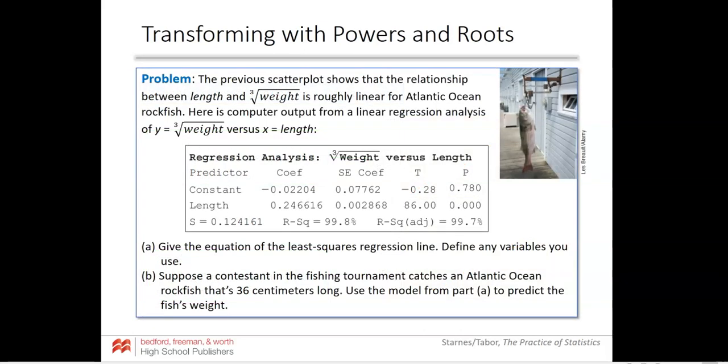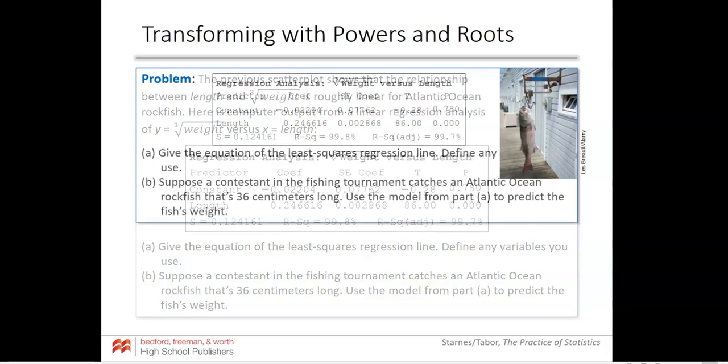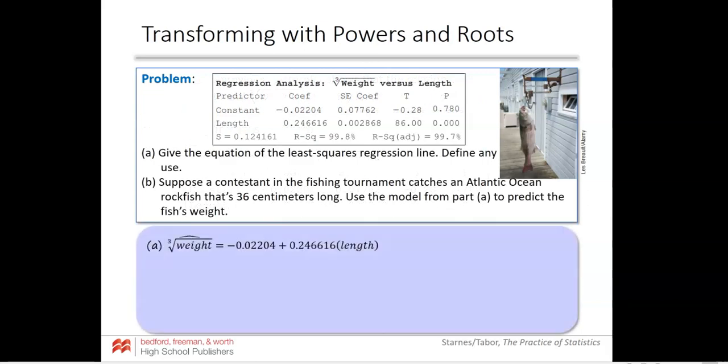Okay, if we did it this way, I think this is the tougher way of doing it. If you adjust y, you've got to do a little something on the back end when you plug in and get this equation. Normally the equation is y hat equals a plus bx, but here y hat is the cube root of weight and x is length. So the equation would be the cube root of predicted weight is negative blah, blah, blah. There's your equation from the data.